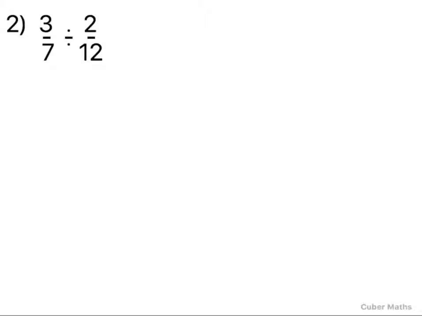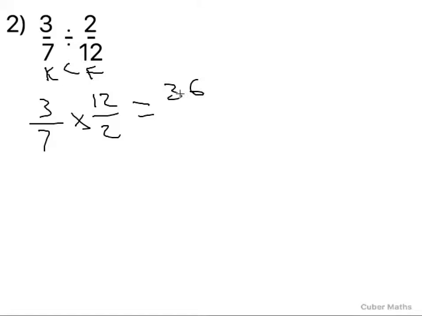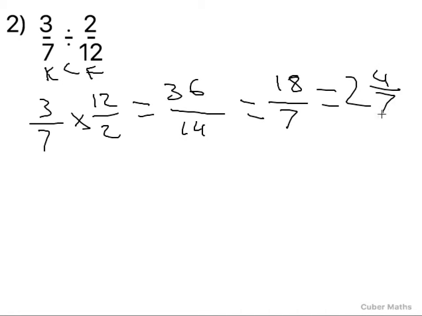Here we have our second problem. We're going to do exactly the same. Keep the first fraction. So we're going to have 3/7. Change the sign. So that's going to turn to a times, as it always does. And flip the second fraction. So that's going to leave us with 12/2. Now if we times the top numbers by each other, 3 times by 12 is 36. And if we times the bottom numbers by each other, 7 times by 2 is 14. Now we can simplify that down to 18/7, and we can even write that as a mixed number. So we're going to be left with 2 and 4/7. But again, just like in the previous one, if it doesn't say put it in its simplest form, you should be fine leaving it as 36/14.